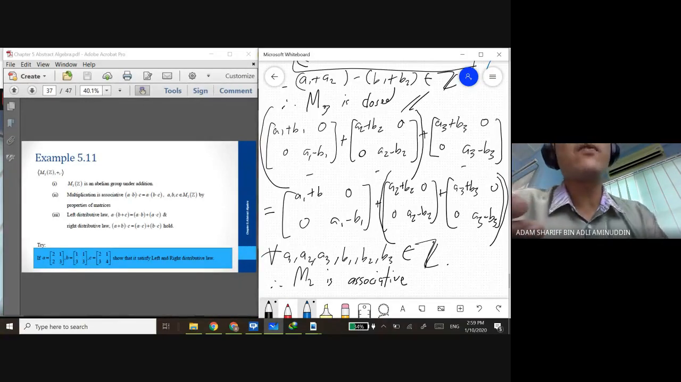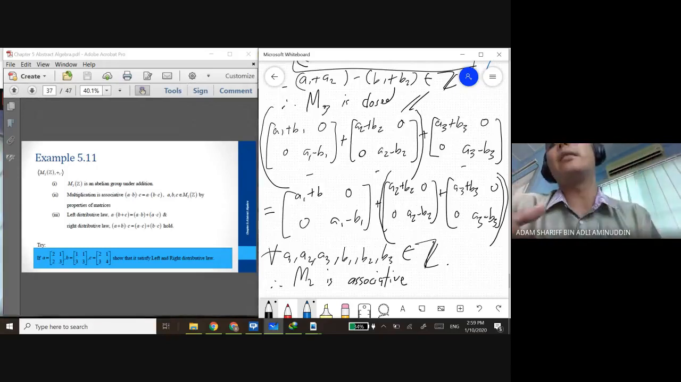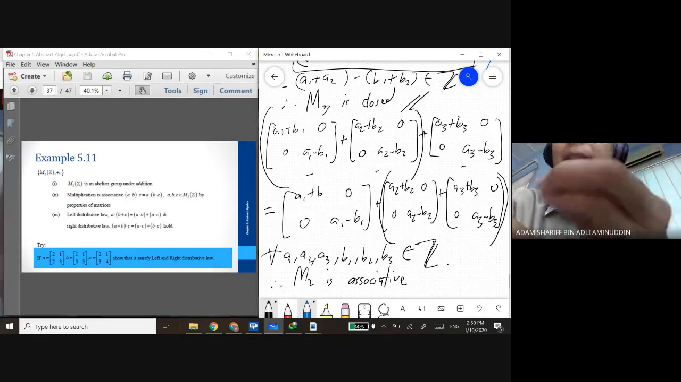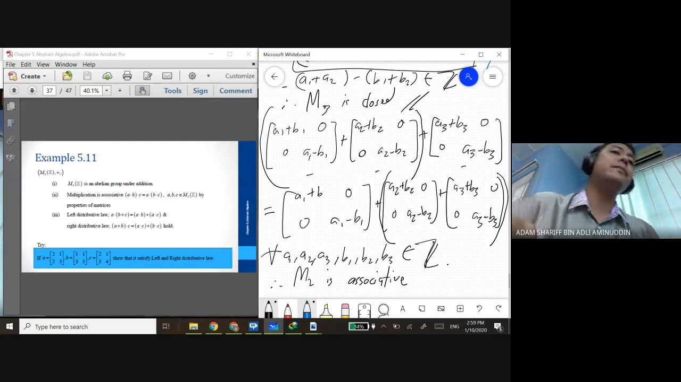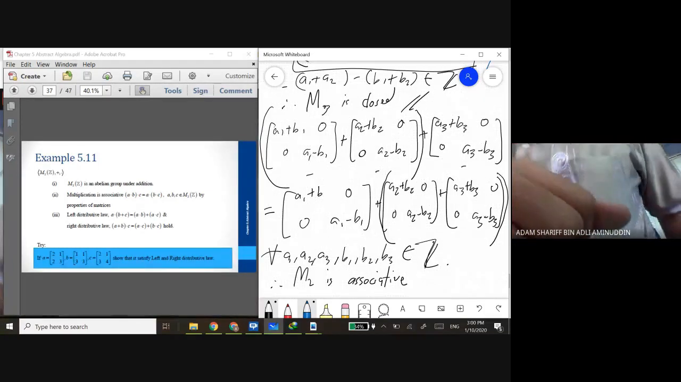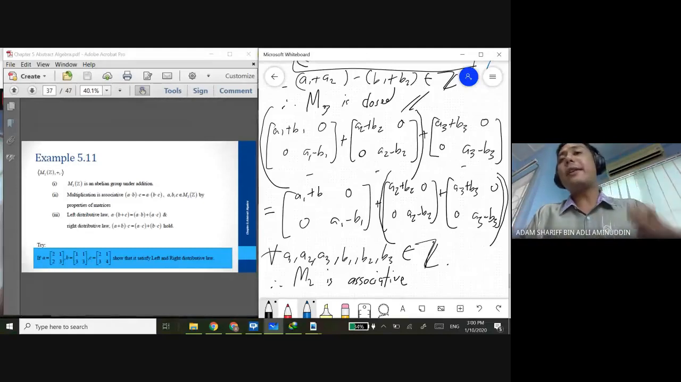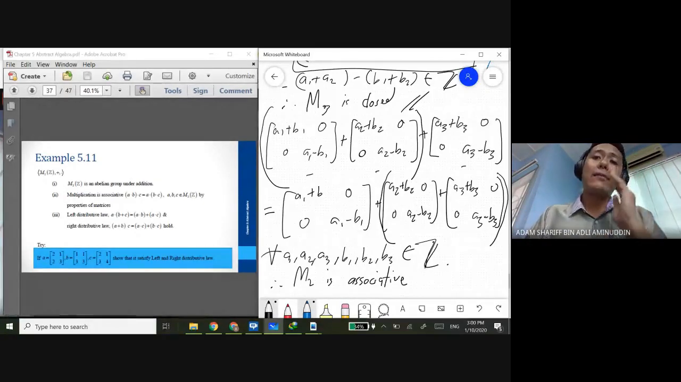And because this is true for every integer, you must put in the general variable. You cannot put 1, 2, 3, tak boleh. You cannot do that. For all, it is like this. If it is existential, then you need to put the value. Okay? So, I already covered closed and I already covered associative.